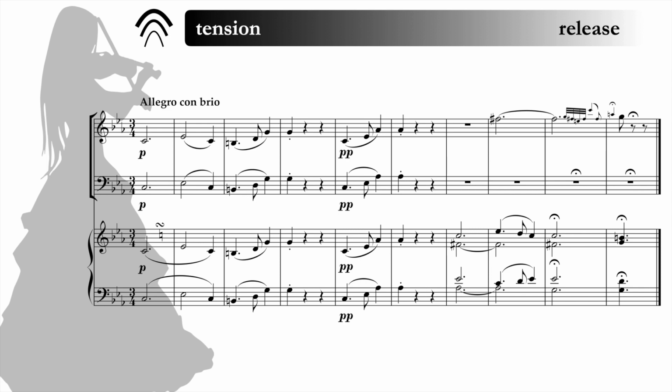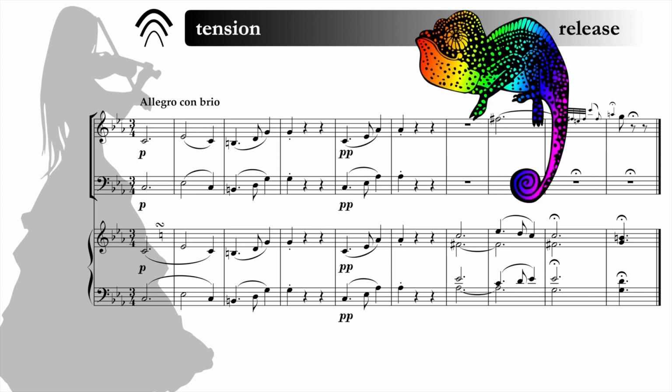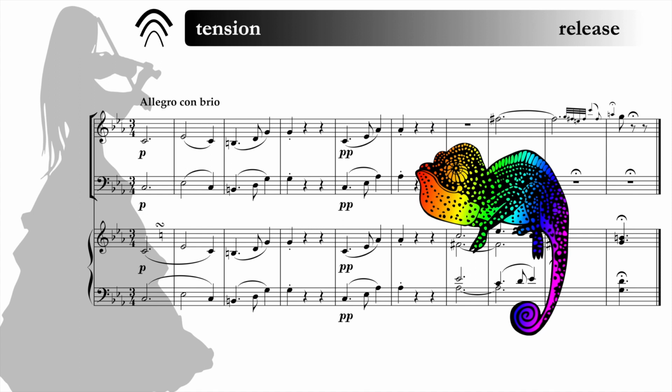Another common technique treats the German sixth as a harmonic chameleon of sorts, because it sounds like a dominant seventh chord in isolation. But we'll save that discussion for a future lesson on chromatic modulation.